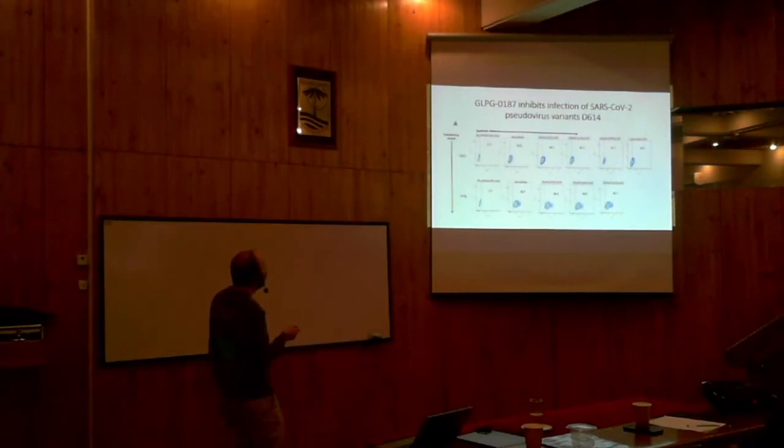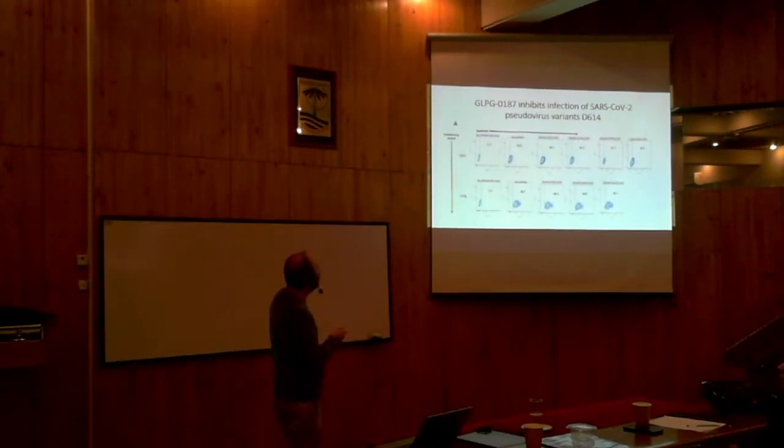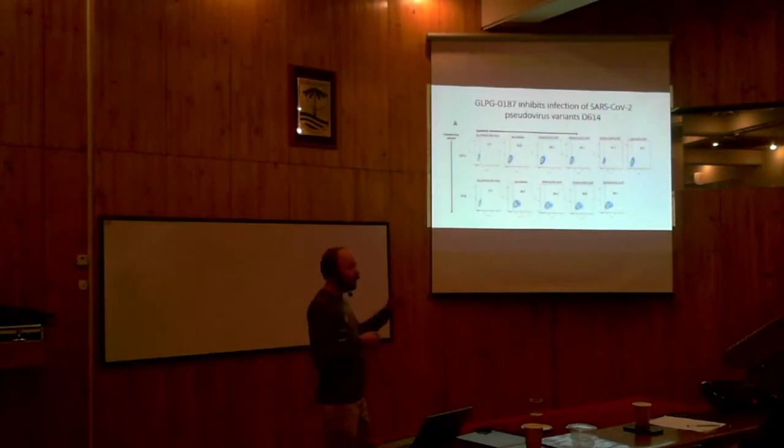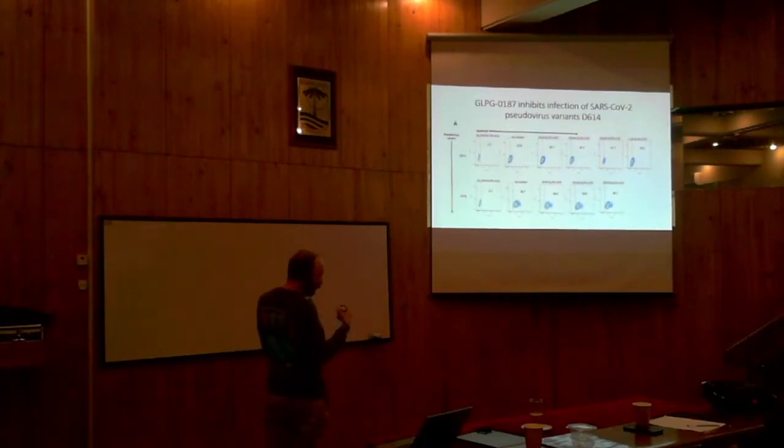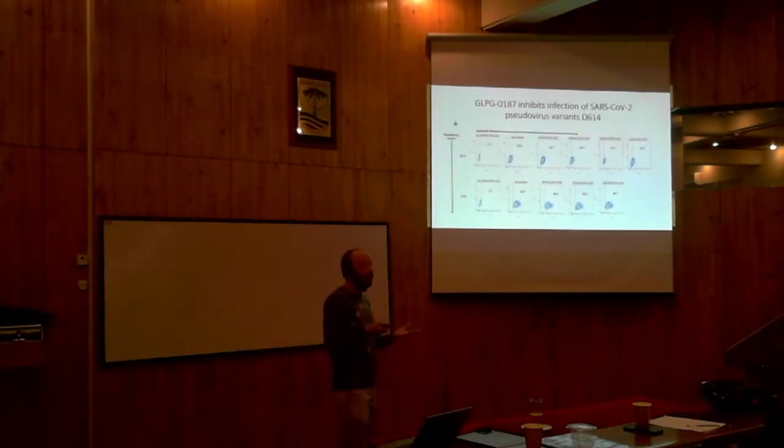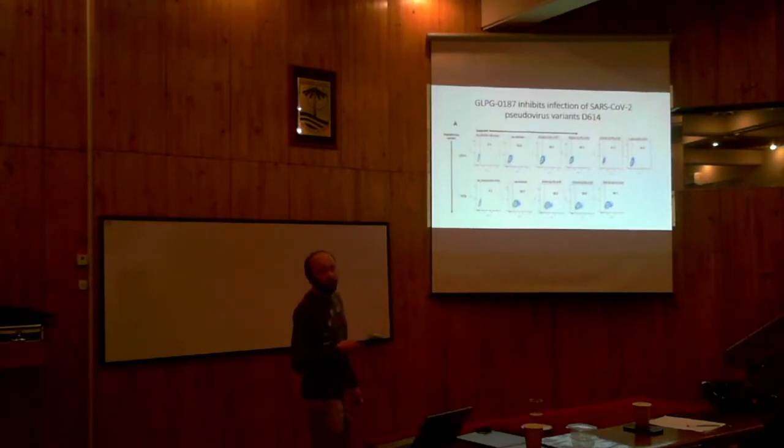So with no inhibitor, we see a 52% infection, and then with increasing the dosage of the inhibitor, we can see a reduction of the infection, so lower fluorescence in the flow cytometry. So that shows that our hypothesis is correct. There's no inhibition with the control, and a concentration-dependent inhibition with the inhibitor.